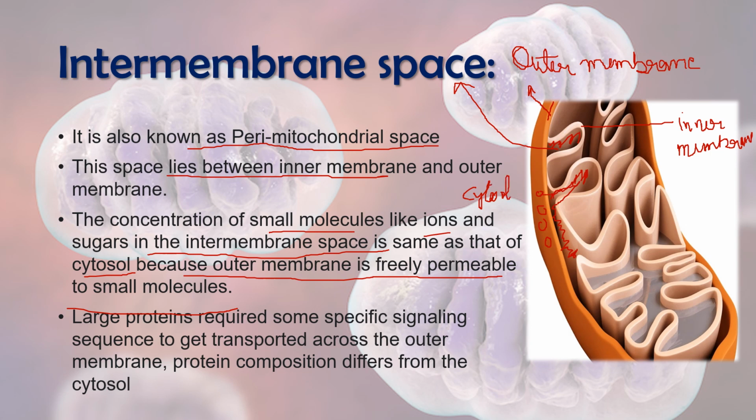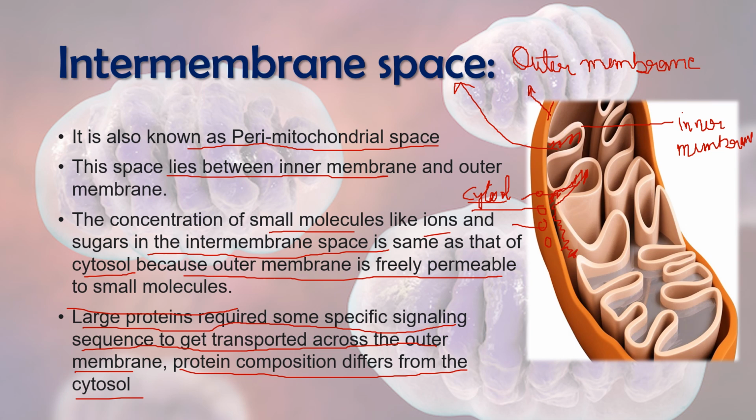So the concentration of the molecules, sugars and ions is almost similar to that found in the cytosol, but the protein concentration in the intermembrane space varies and is not similar to the cytosol, because these porins are not freely permeable to all the proteins that can pass through the outer membrane of mitochondria. So large proteins require some specific signaling sequence to get transported across the outer membrane. So the protein composition differs from the cytosol.